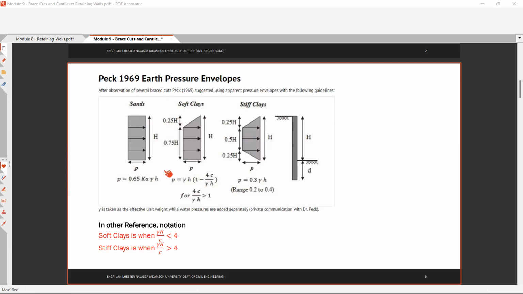Okay, this one. So kaya siya meron siyang 0.65 kA gamma H for sands. Ito yung pressure diagram dito. For soft clays, okay, at 0.25 H, we have this linearly increasing load from 0 to load P. And from 0.25 H to 0.75 H, we have this uniform pressure of P. Okay. Then for stiff clays, we have this trapezoidal shape.